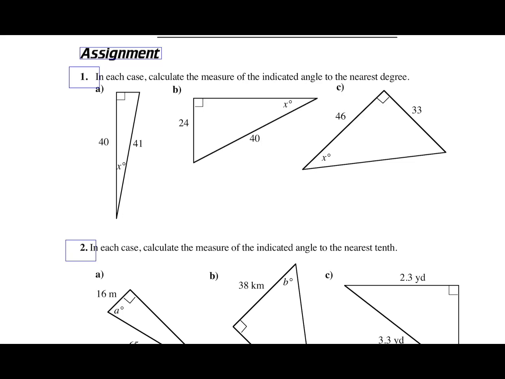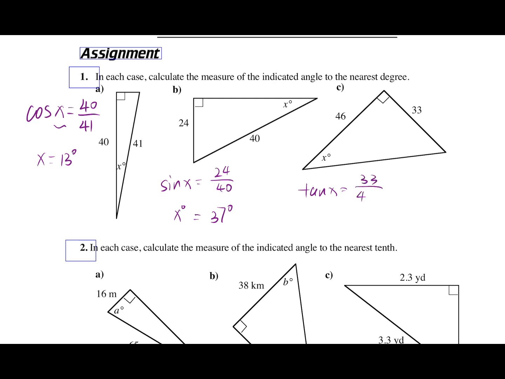Okay, let's do our homework. The first one is cosine x equals adjacent divided by hypotenuse, and then use your calculator. You can find x is 13 degrees. And the second one is x equals 24 divided by 40, and using your calculator it is 37 degrees. And for the C, tangent x equals opposite divided by adjacent, so x is 36 degrees.